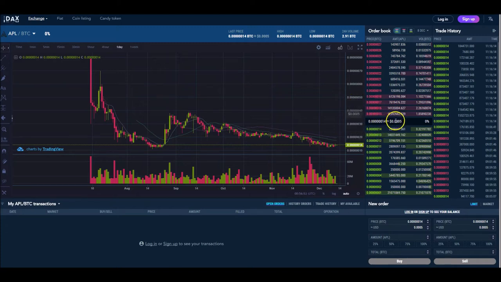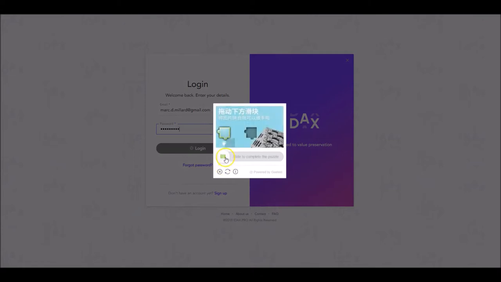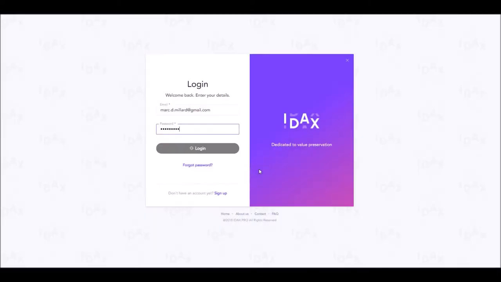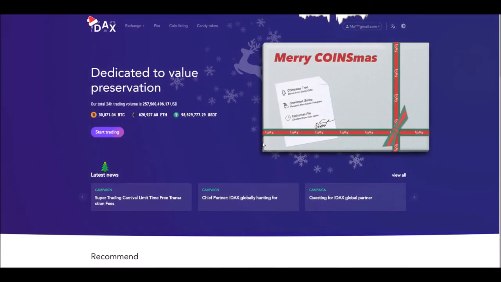So we're at 14. I wonder, you know what I'm going to do? I'm going to log in to see if my coins got purchased. All right, I would be shocked if we hadn't gotten our coins yet. So let's take a look.